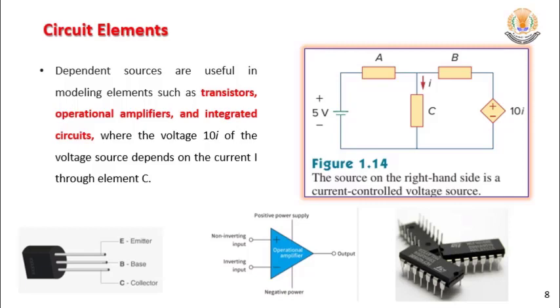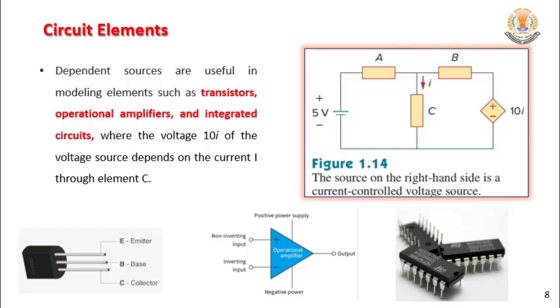Okay, and we have 4 types of dependent sources: 2 voltage sources and 2 current sources, and every one can be controlled either by voltage or current. Clear? So the dependent sources are useful in modeling elements such as transistors, operational amplifiers, and integrated circuits.